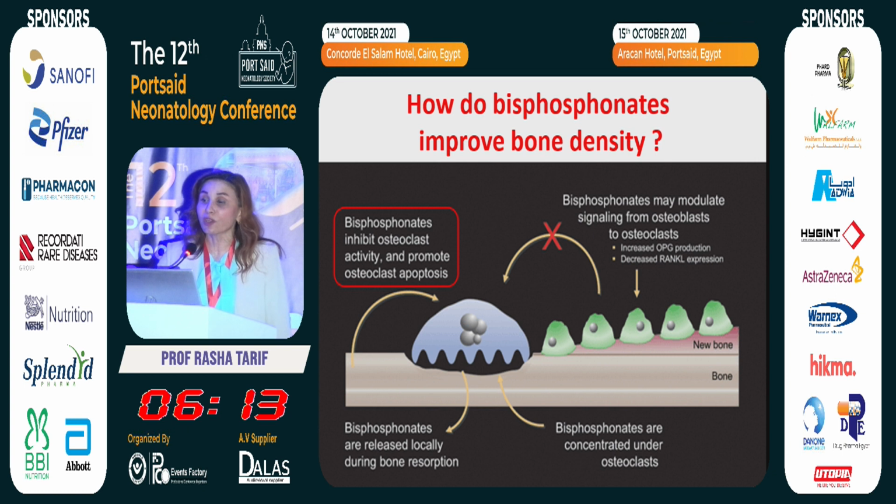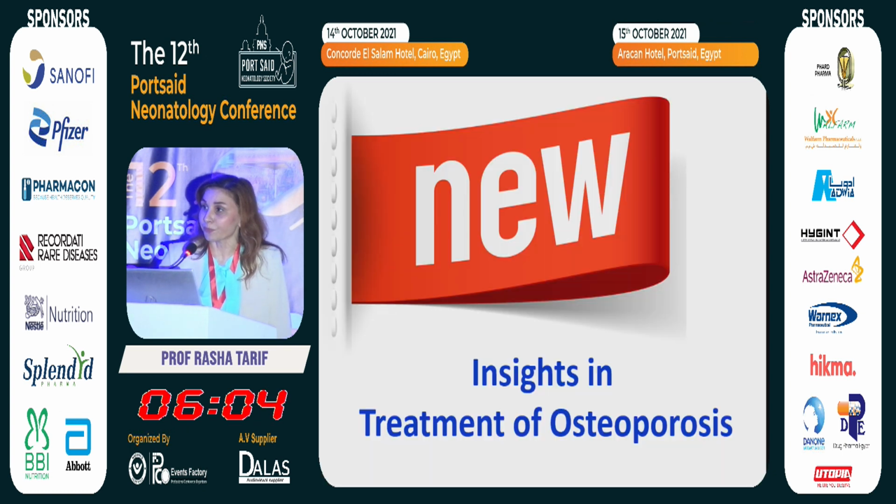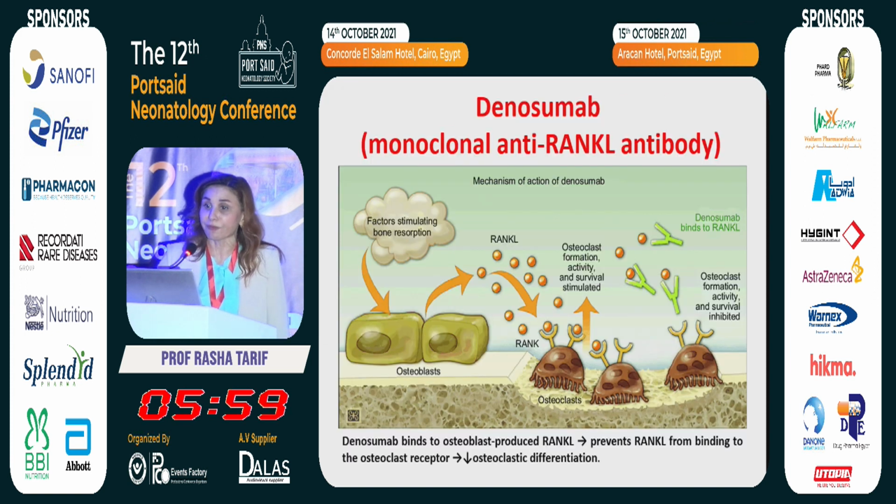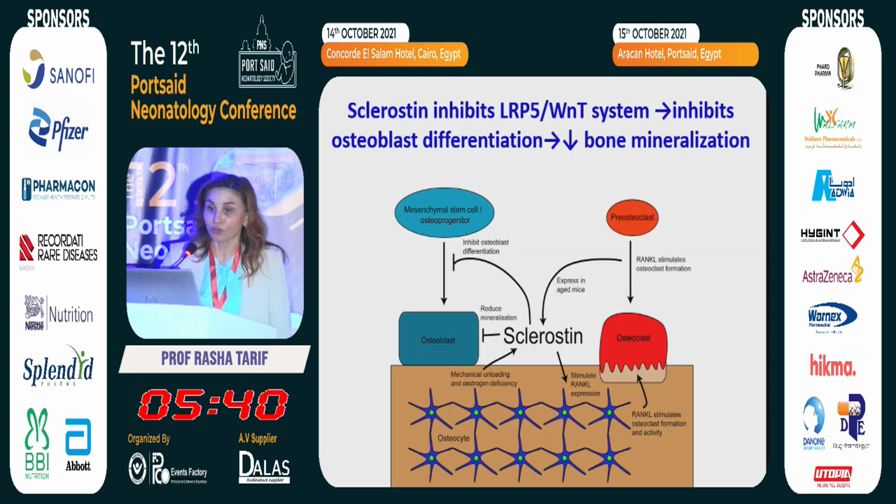Bisphosphonates inhibit osteoclastic activity and promote osteoclast apoptosis, so they will stop bone resorption and help in bone formation. And there are some insights in the treatment of osteoporosis which are very new. This is denosumab, a monoclonal anti-RANKL antibody, which binds to RANKL, preventing it from binding to the osteoclastic receptor. The net result is decreasing osteoclastic activity and decreasing bone resorption.